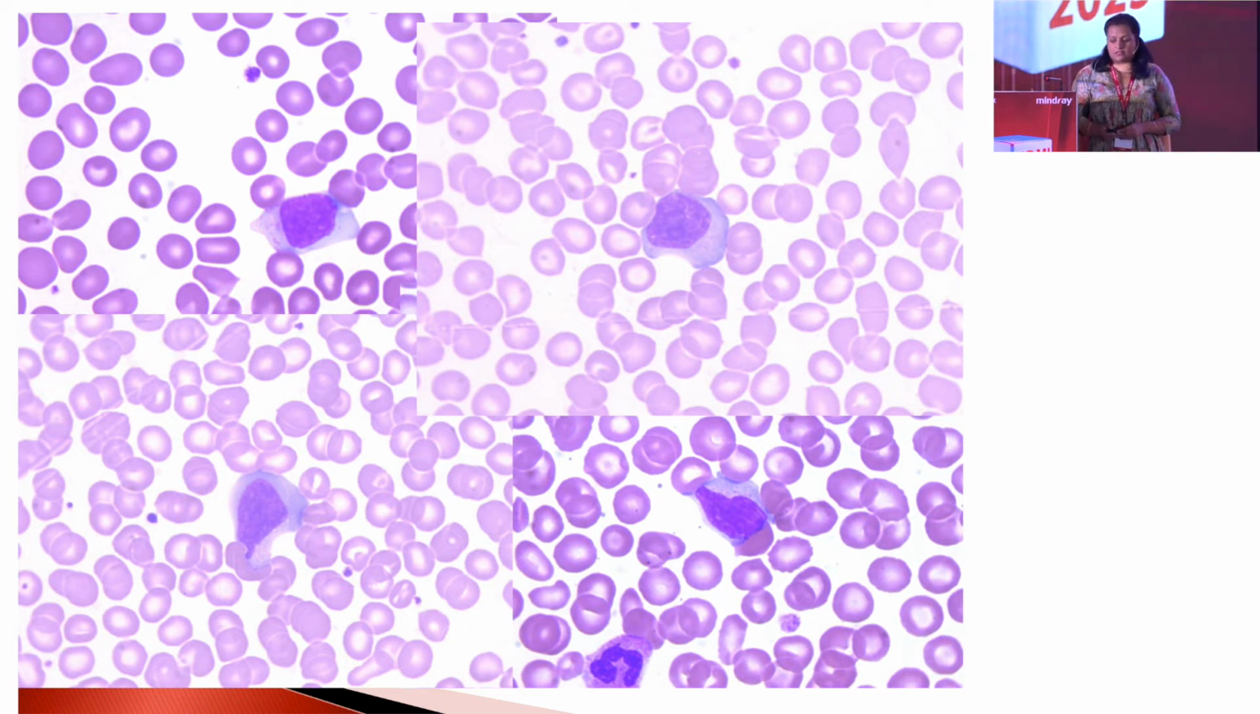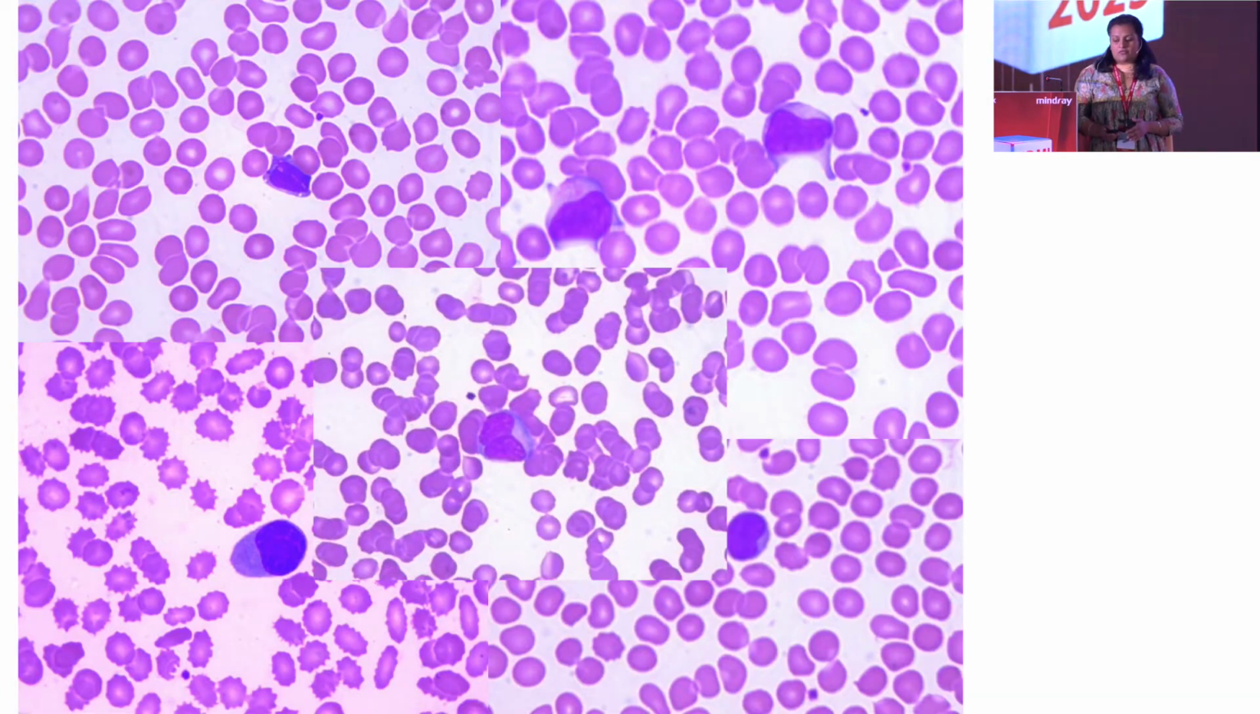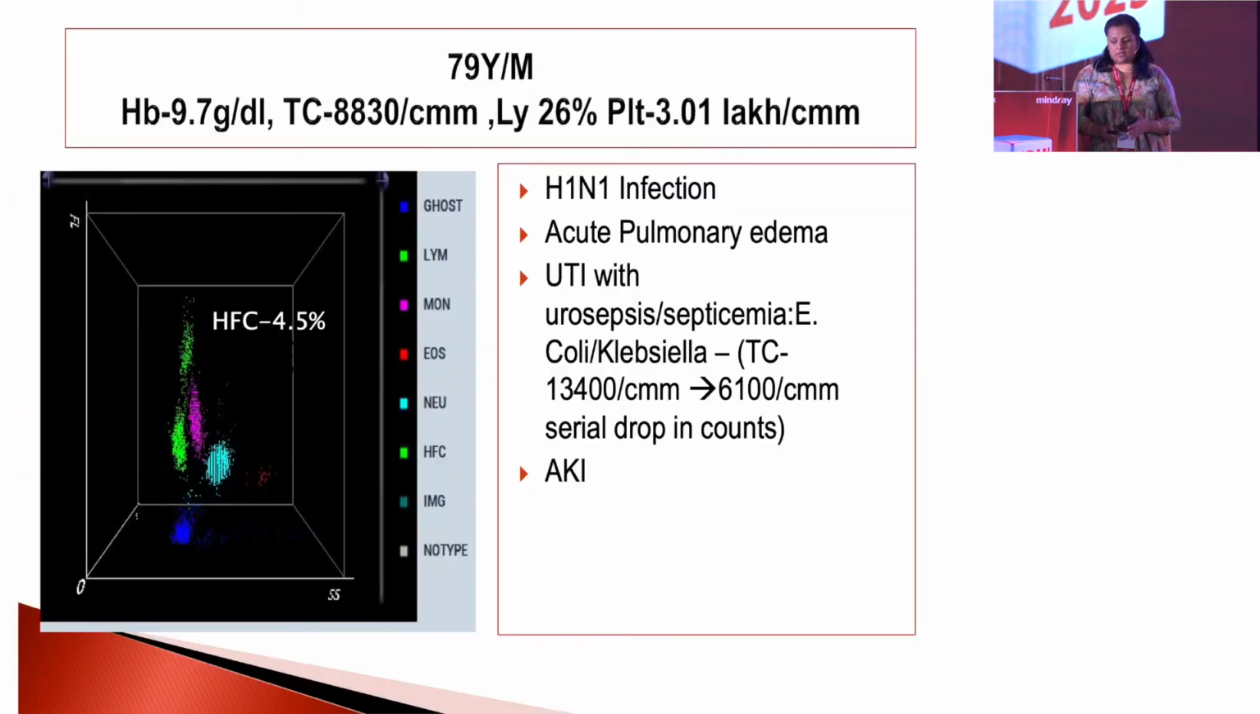27 cases of H1N1 were analyzed, and we got an HFC mean of 0.68, with one case that went up to 4.5%. And this is the morphology that we saw. It was varying between type 1, type 2, and type 3. And this was the case of H1N1 infection with the high HFC of 4.5%. This patient, over the course of his illness, developed multiple problems and went into sepsis, septic shock.